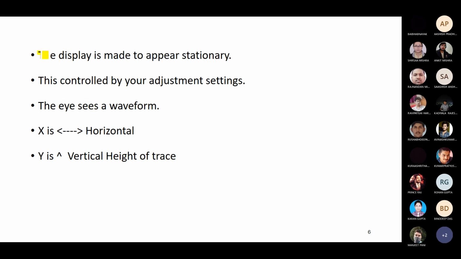The important thing is that the display appears stationary. Basically, you observe the display on one side, and electrons are emitted from the other side of the glass screen. This is controlled by your adjustment settings. Based on how you adjust it, every result will be shown to you. The I sees a waveform: x is horizontal, y is the vertical height of the trace. Y stands for amplitude, x stands for time.